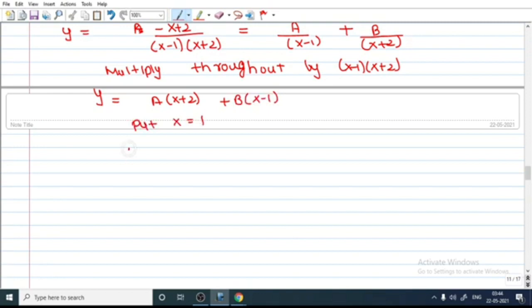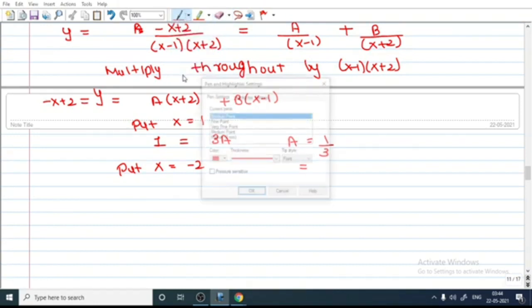We are getting here, this y is nothing but minus x plus 2. Okay, keep that in mind. So if I put 1, it will be nothing but minus 1 plus 2, which is 1. This will become 3a, therefore a equals 1 by 3. Put x equals minus 2, we will get 0 equals 4. If I put minus 2, this will become plus and we will be left with 4.